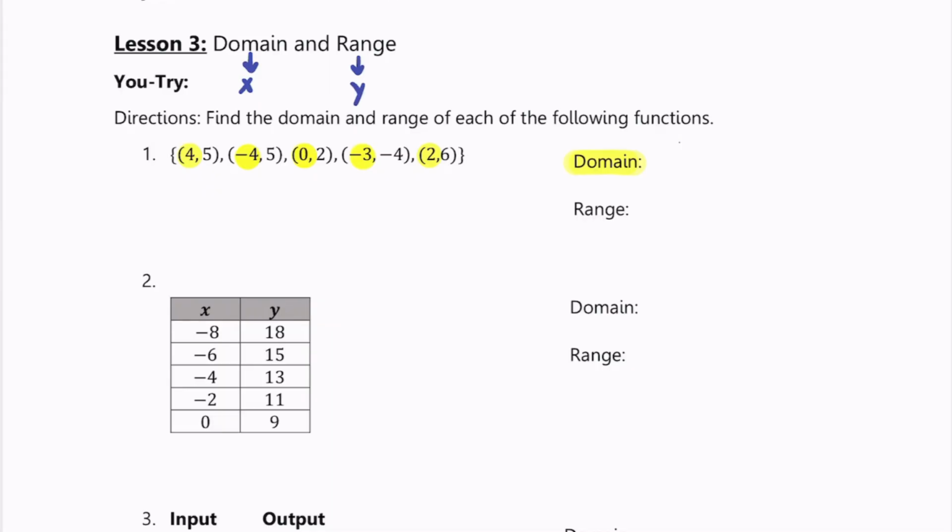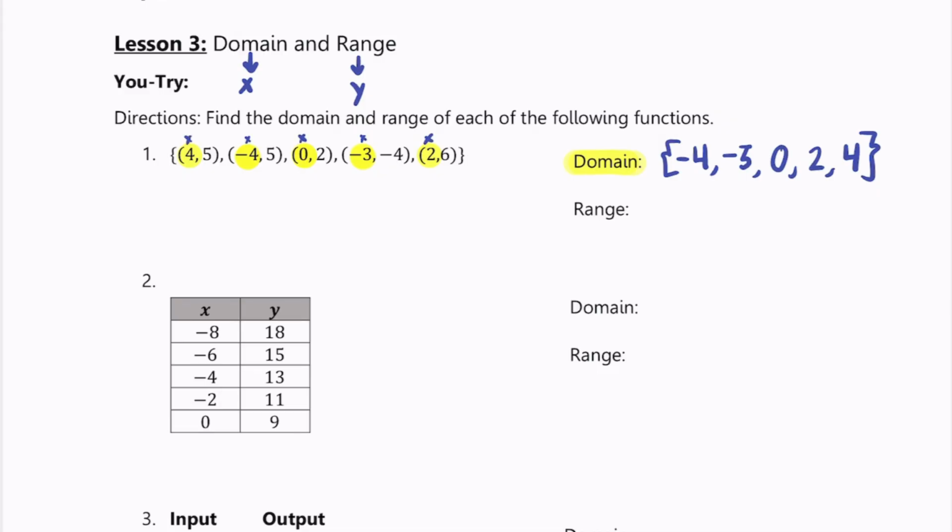So the smallest number I see is -4. And once again, I like to cross things off after I use them. Then we have -3, 0, 2, and 4. And then I'm going to close that set.